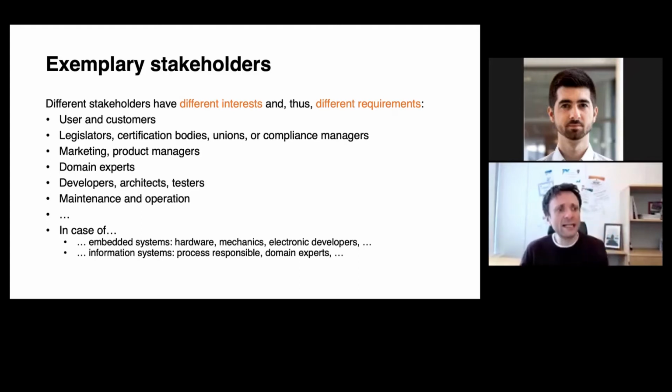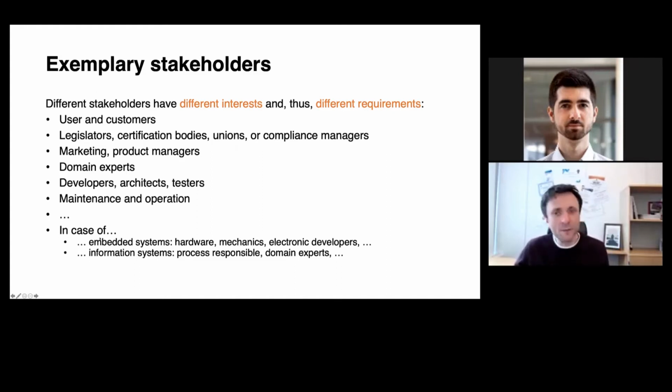Then we have legislators, certification bodies, unions, compliance managers, standardization organizations, all those that serve as a great source for constraints, marketing and so on. Domain experts are very well suited to actually understand underlying rules, business rules, for example, and any other aspect that helps us get a clear terminology and anything that is relevant to the domain under consideration. And then many different potential stakeholders that are more related to the actual development and operation and maintenance of a software system.